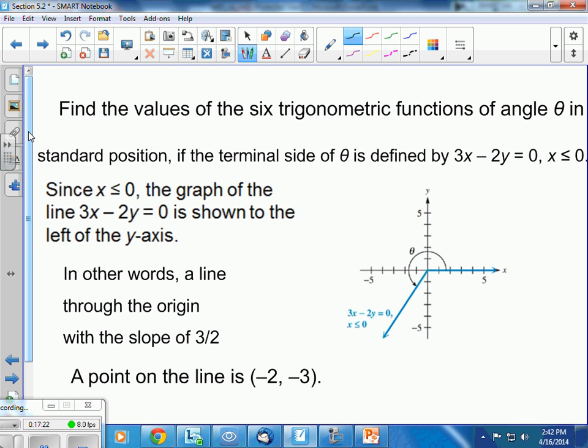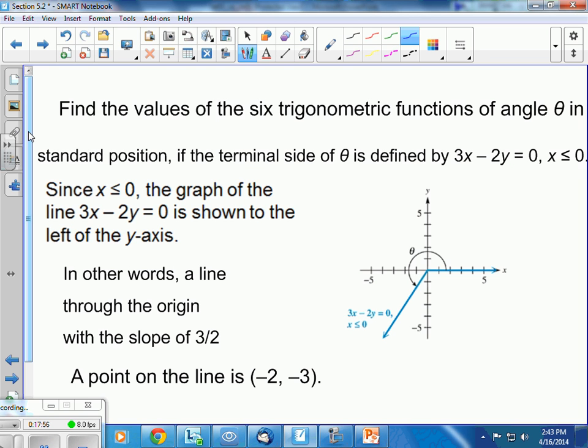because as you know, a line that's graphed, and this happens to be the line 3x minus 2y, a line would go on in every direction. But by putting that interval on, we know we want this line here, and I'm going to erase that writing, but I just wanted to show that y is there. So since x is less than 0, the graph of that line is shown there on the left. In other words, this is a line through the origin with a slope of 3/2.